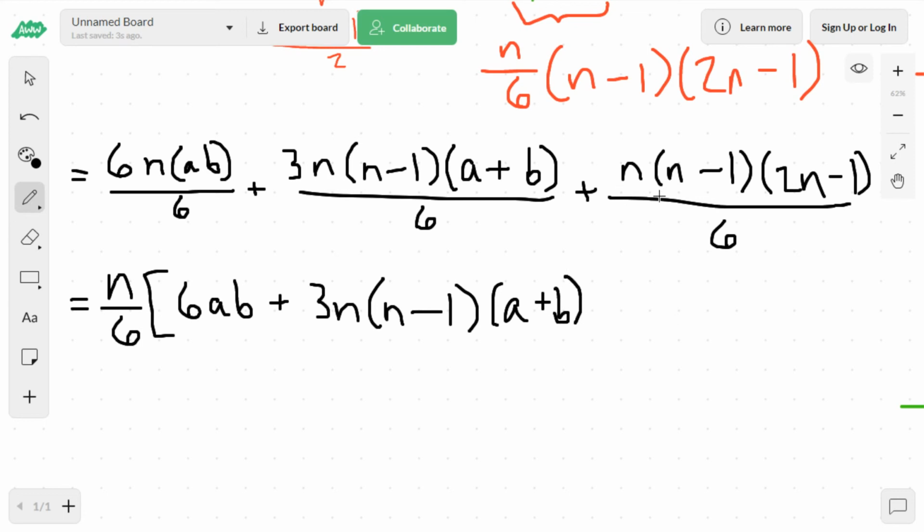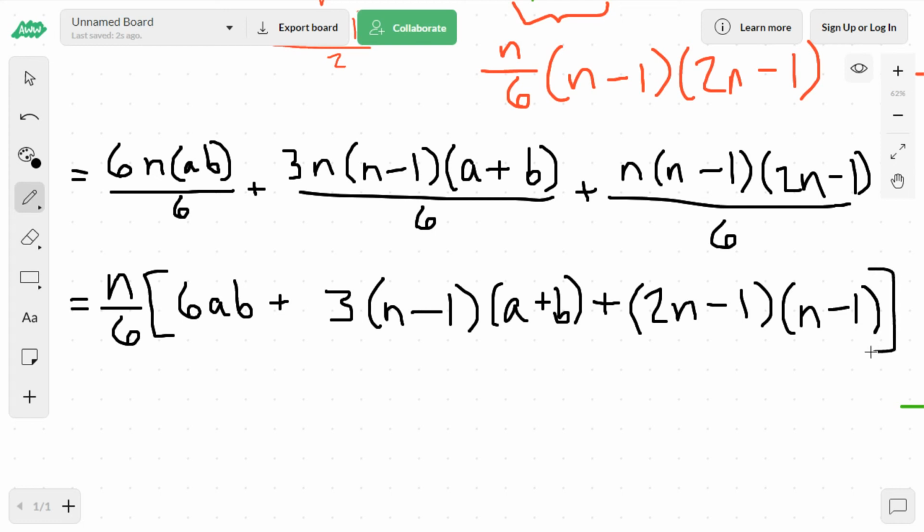And then, whoops, no, this n is not going to be there because we factored it out. So, okay, nice catch. There's the 3. Okay, and then what else? Well, n minus 1 times 2n minus 1. And I'll put the 2n minus 1 first because, I don't know, it's a bigger number. It's more intimidating. Okay, so here we go.